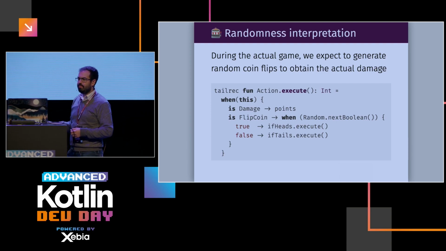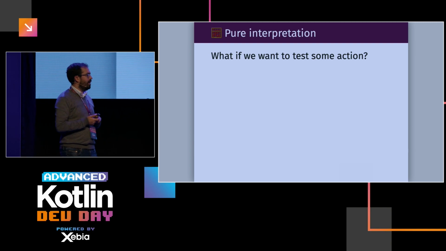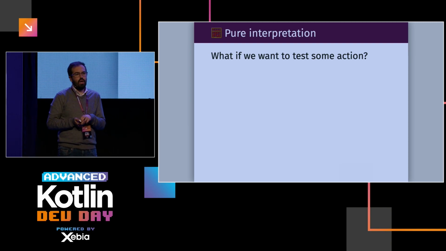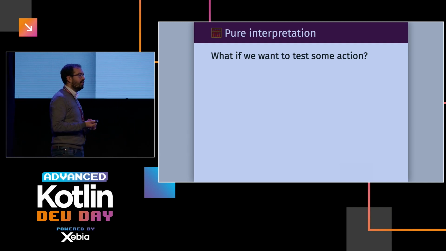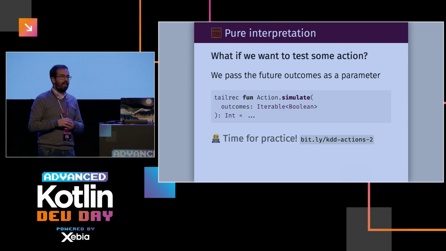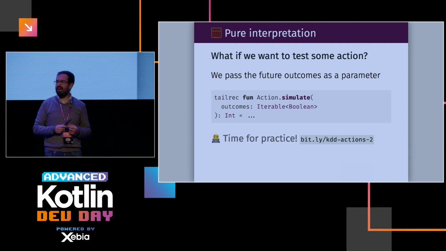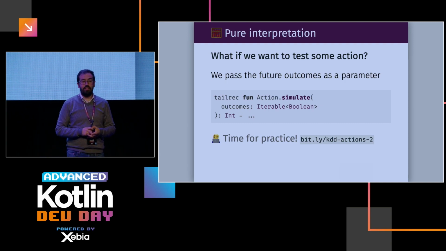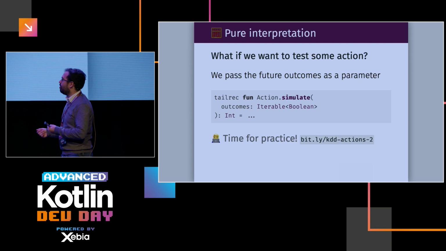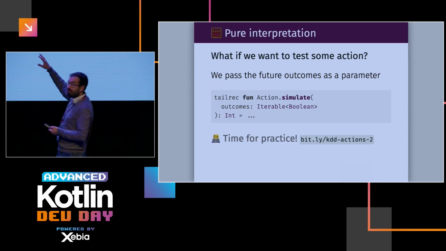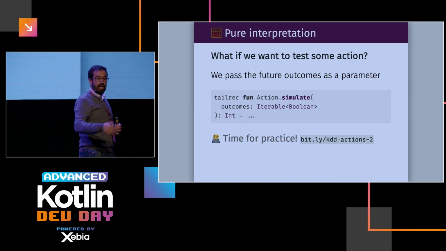So now that we have this, we can ask ourselves, okay, but what if I want to test this? What if I want to test that the thing I've described is actually what I've done? Well, what we can do is define one of these other interpretations, and now I want you to think about it. You can try to do something similar, but instead of actually flipping a coin, we're going to control the future. So these outcomes are going to tell us what the future is, what are the things we want to get in each case.